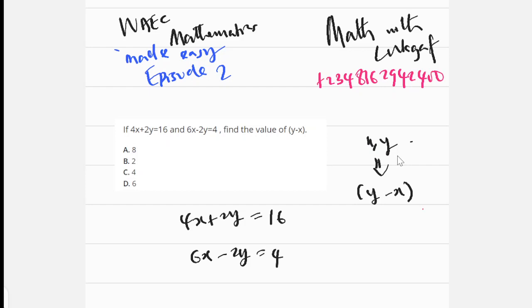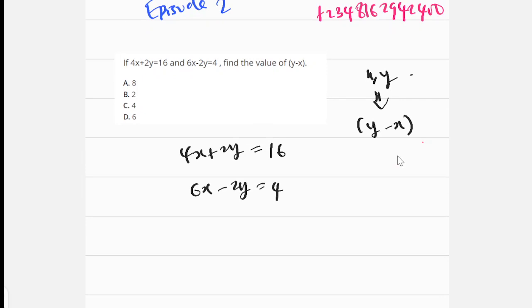Before I start, what is a simultaneous linear equation? We are all aware of linear equations. When we say linear equation, let's say I have something of this nature, x plus 1. This is an expression, so it's an expression in terms of x. I hope you understand now.